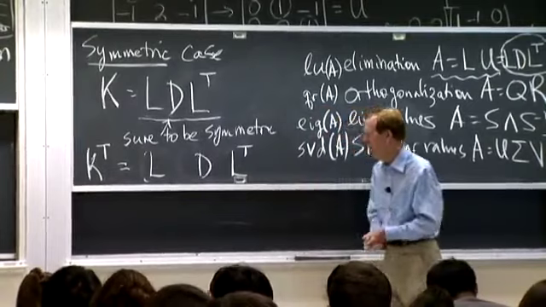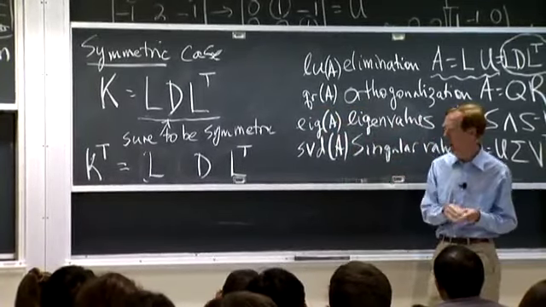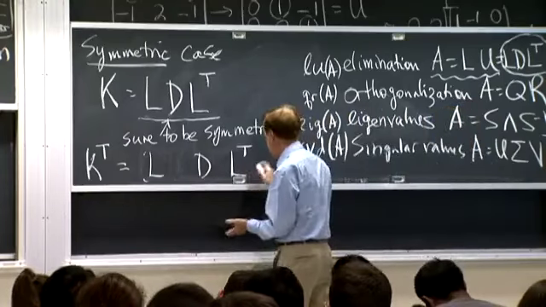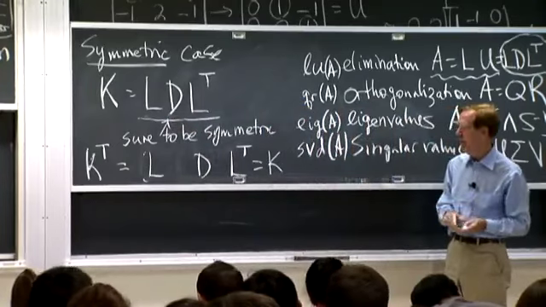So what have I learned? The proof is done. I've got K back again. This was the original K. So I've learned that K transpose is K.